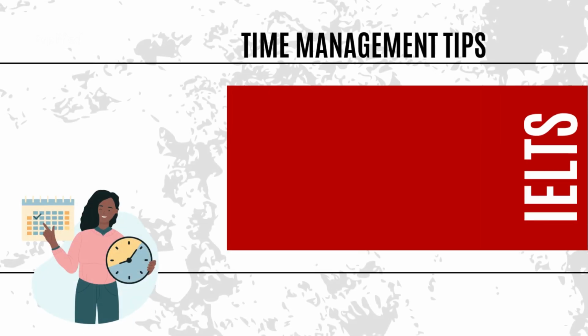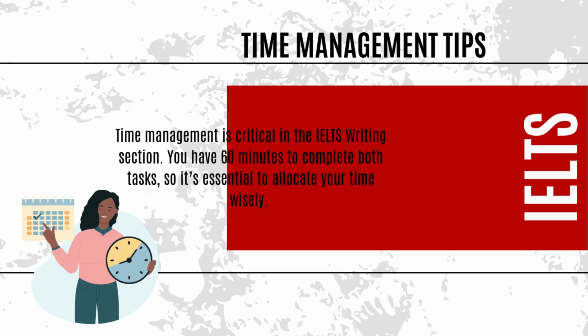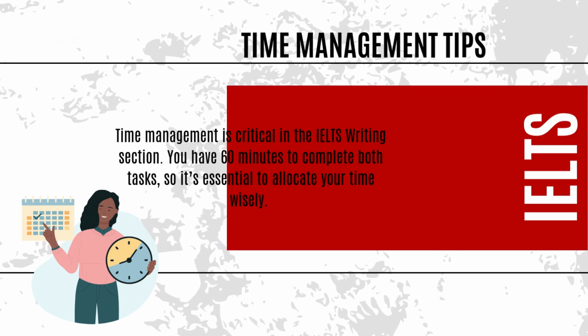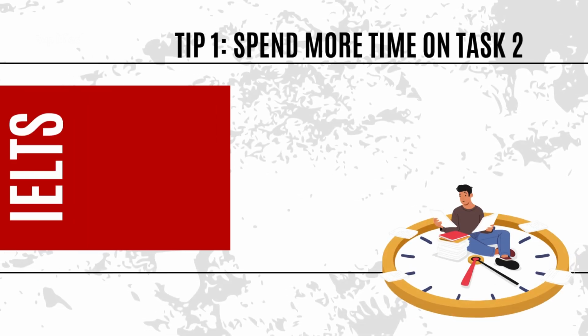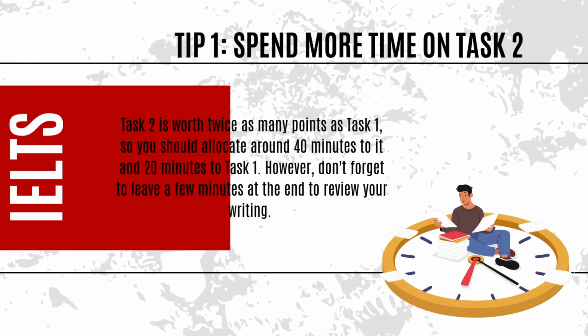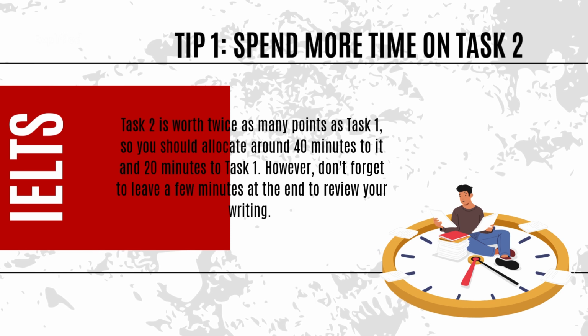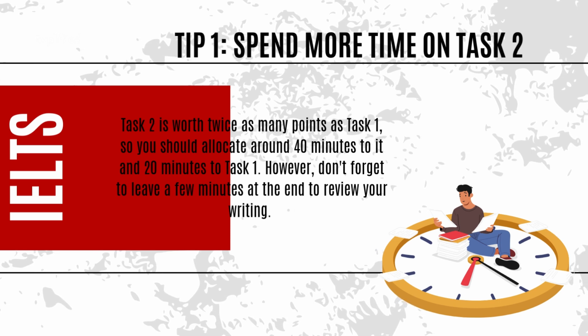Time management tips. Time management is critical in the IELTS writing section. You have 60 minutes to complete both tasks, so it's essential to allocate your time wisely. Tip 1. Spend more time on Task 2. Task 2 is worth twice as many points as Task 1, so you should allocate around 40 minutes to it and 20 minutes to Task 1. However, don't forget to leave a few minutes at the end to review your writing.